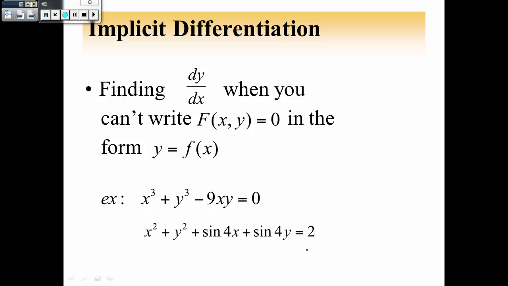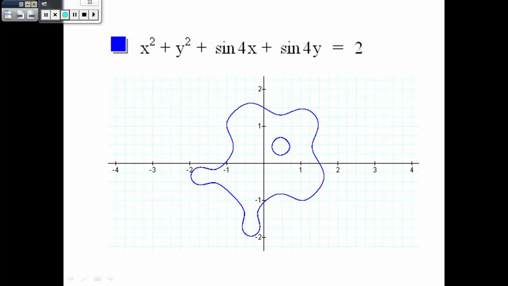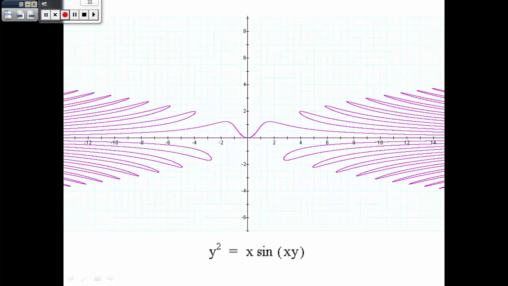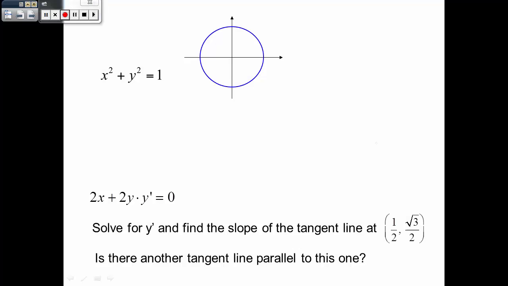So here's another situation. You can see here, obviously y is not a function of x. It doesn't pass the vertical line test. This would be an example of where you'd have to use implicit differentiation. Here's another example. Now let's do one.